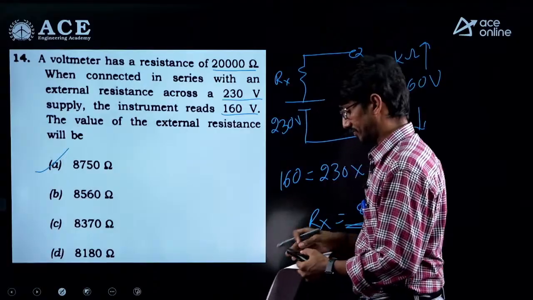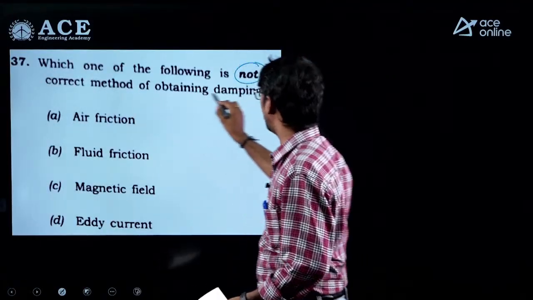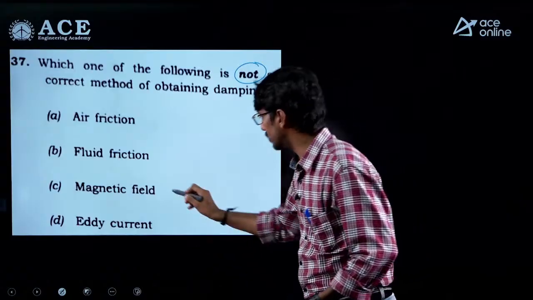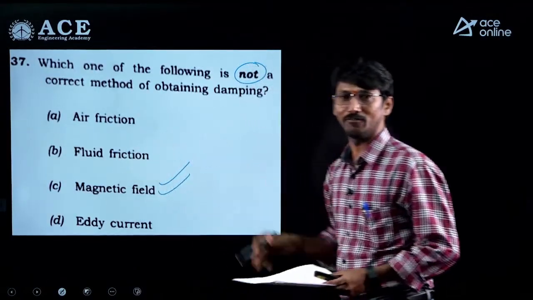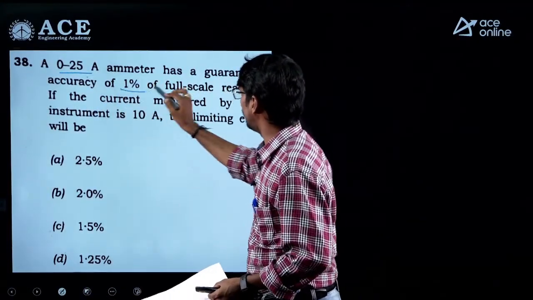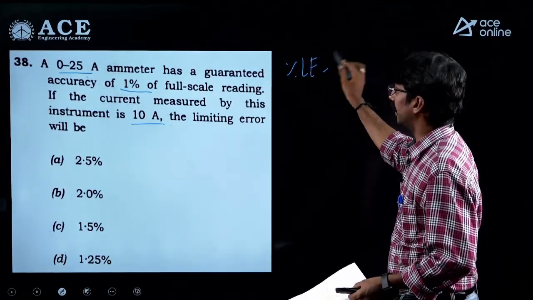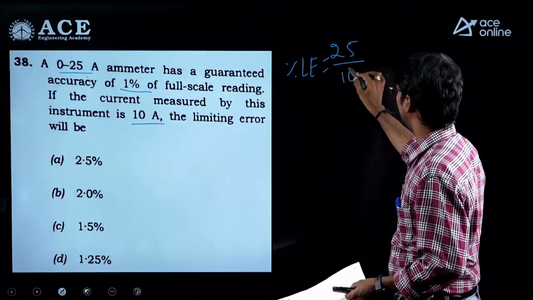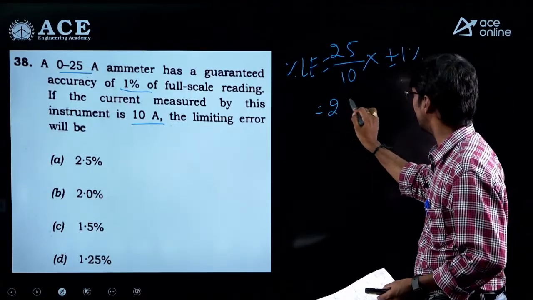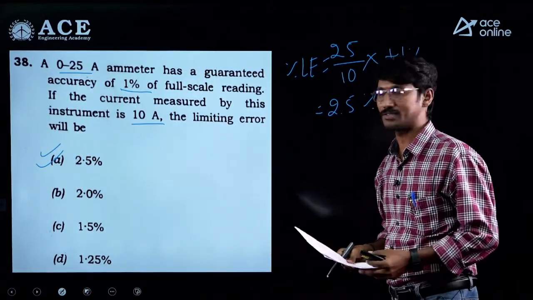The next question is, which one of the following is not a correct method of obtaining damping torque? Air friction method is there, fluid friction is there, eddy current damping torque is also there. So the magnetic field method is not correct. Next, a 0 to 25 ampere meter with guaranteed accuracy is given, and the true value is given. Percentage limiting error is equal to full scale value by true value into guaranteed accuracy error. You are going to get the answer as 2.5%. So this is a direct formula. You have done so many questions in the class.